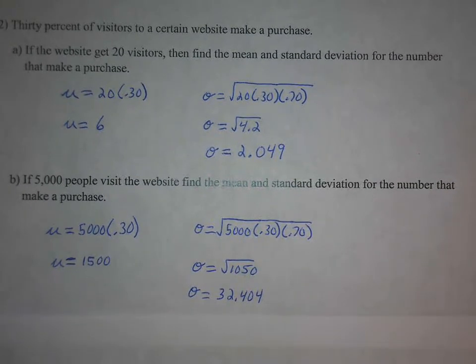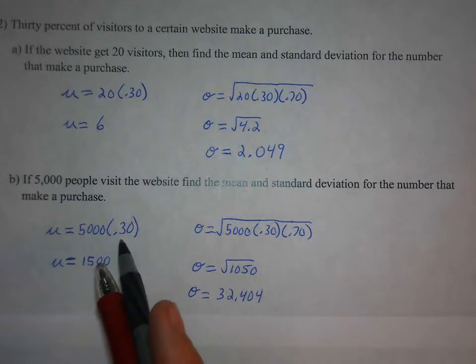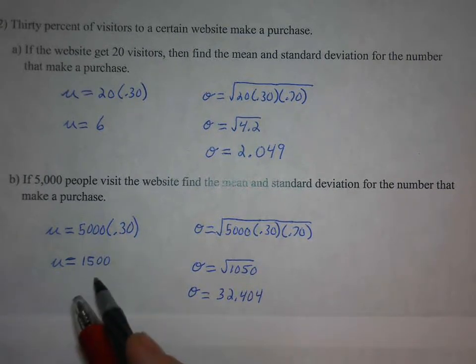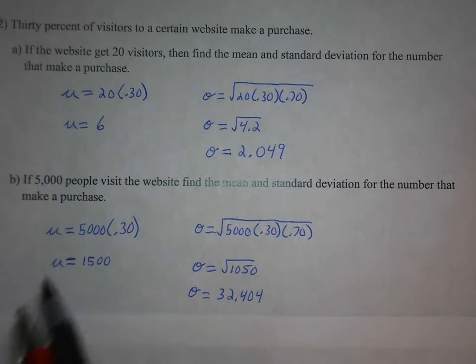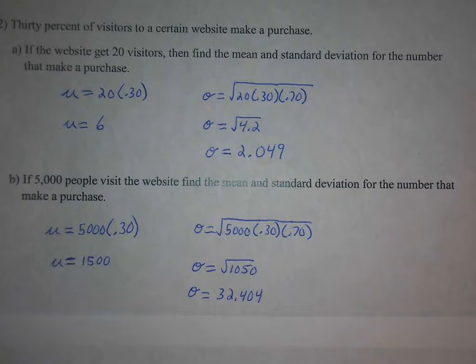Okay, so using the formulas, n times p, so there's 5,000 people, probability of a success is 0.3. So you would expect 1,500 to make a purchase if 5,000 people visited the website.